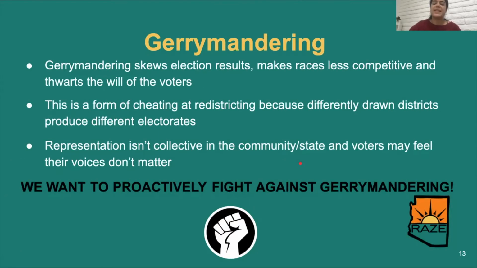As we can see in that district, gerrymandering skews election results, makes races less competitive, and thwarts the will of the voters. Gerrymandering is a form of cheating at redistricting, because drawing these different districts produces different electorates. Drawing districts in different ways is essentially a way to ensure that one group gains power over another in an unfair way.